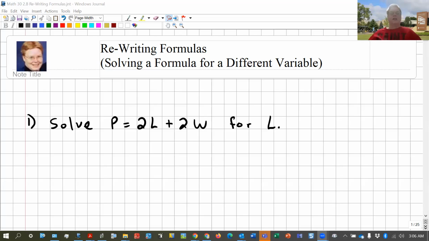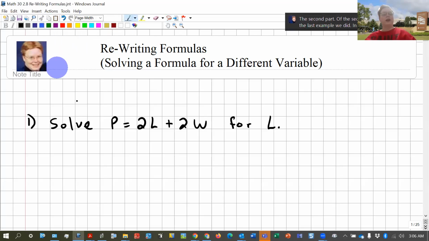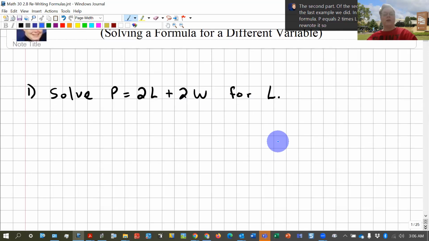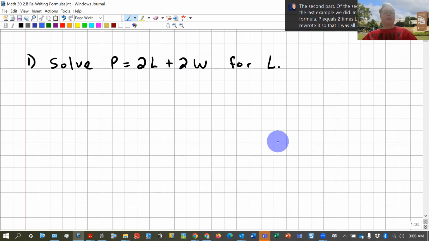Second part of the section involving formulas. And the last example we did in the first part, we took the formula P equals 2 times L plus 2 times W, and we rewrote it so that L was all by itself.